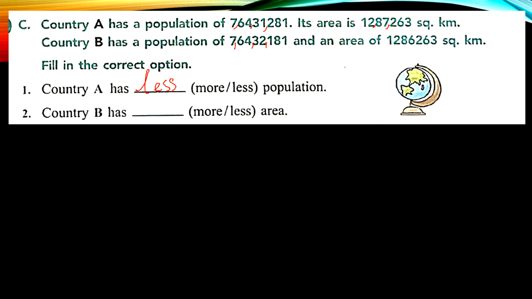What about the area? Let's check the area. So you can put commas and check the same thing. You see here in the thousands place, country A has 87,000, but country B has 86,000. So country B has less area. So that's all for mental maths that is given in Math Star grade 5. Thank you so much for watching.